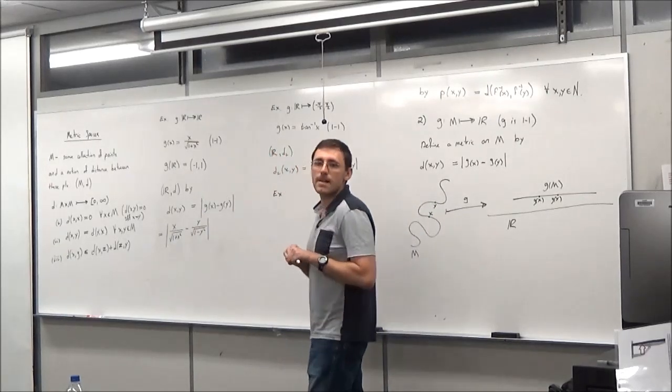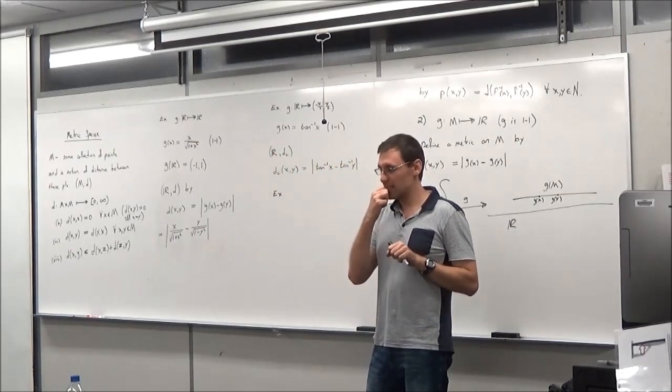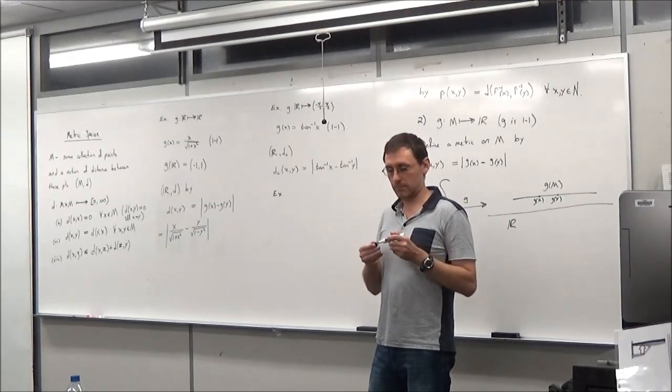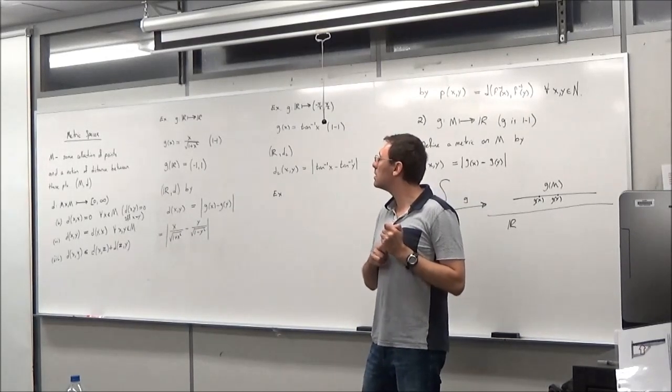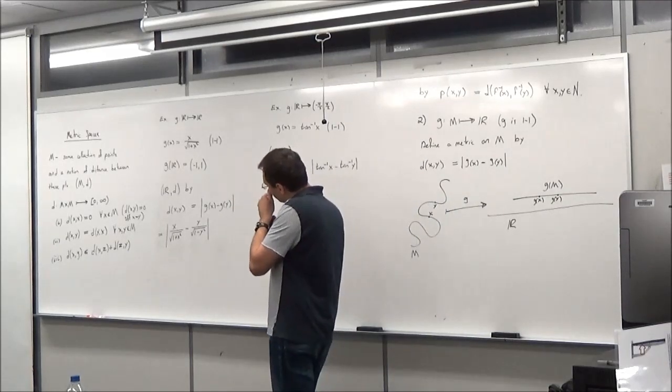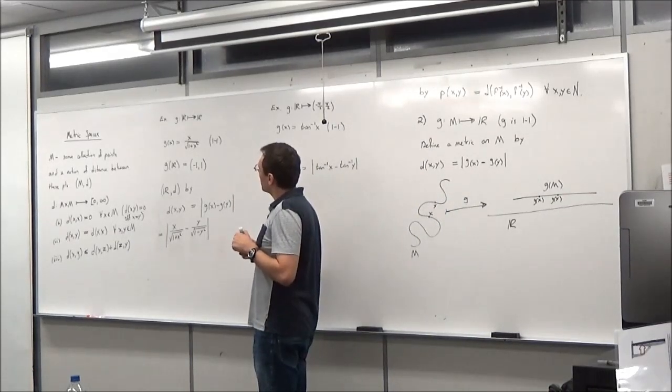It has to be one-to-one because if you map, for example, 2 points to 1 point, to the number 2, then 2 minus 2 is 0, but they started out at 2 different points, so it doesn't satisfy that the distance of x, y equals 0 if and only if x equals y.